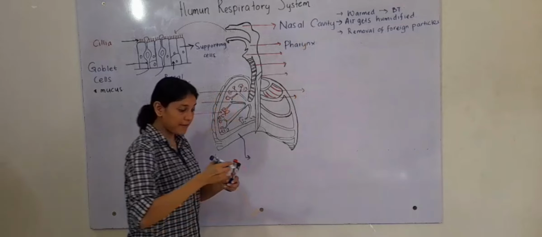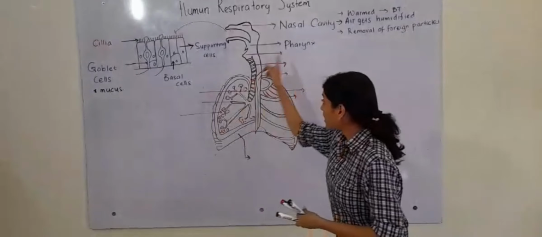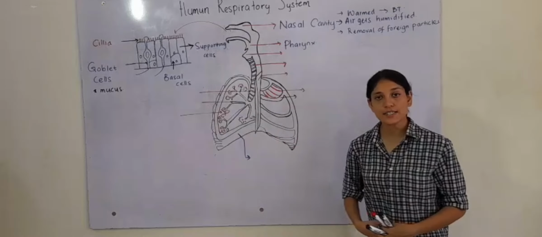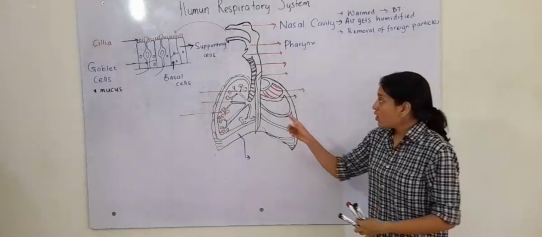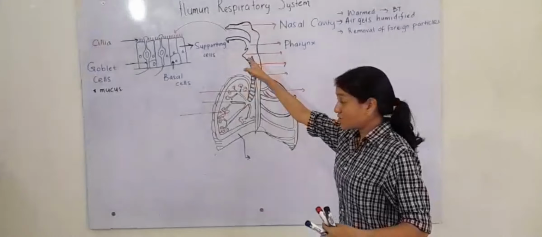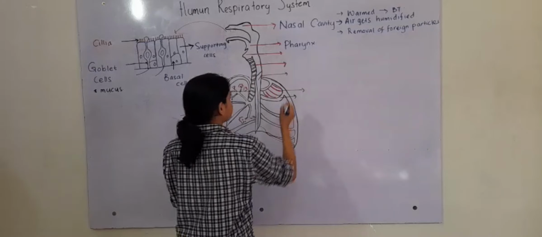We call that the pharynx. When I taught you the digestive system, I taught you the pharynx is a common passage for both the respiratory system and the digestive system. Okay. Then, people, below the pharynx you have a very important structure, that is your larynx.